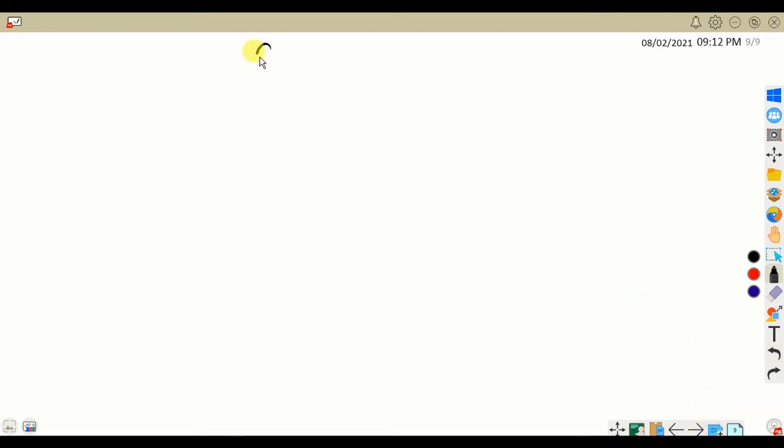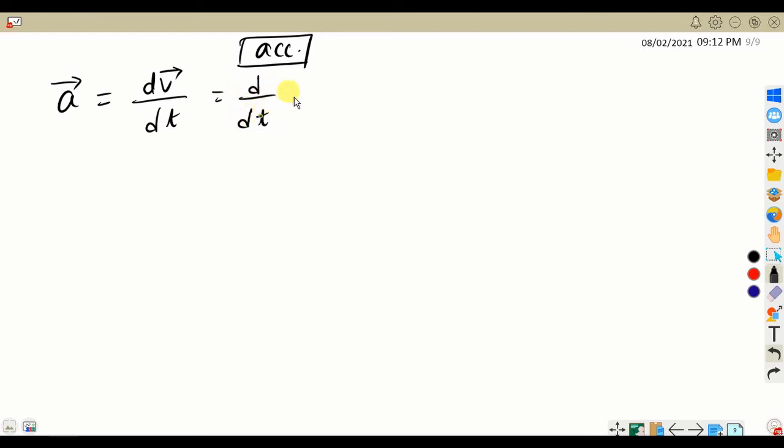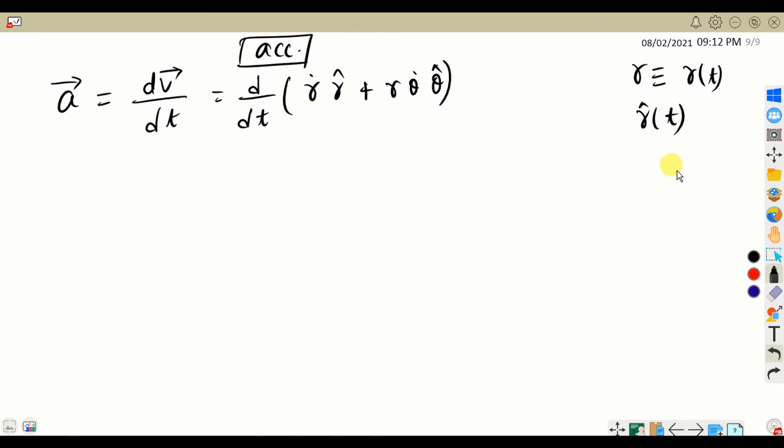Why? Because in order to find the motion of any particle, we have to understand the acceleration. And acceleration is a vector quantity, and therefore we have the following prescription to define it: dv over dt. And we have recently found that dv over dt is nothing but r dot r hat plus r theta dot theta hat. And I have already chosen r as a function of time, therefore r hat is also a function of time. Theta is a function of time, so theta hat is also a function of time.